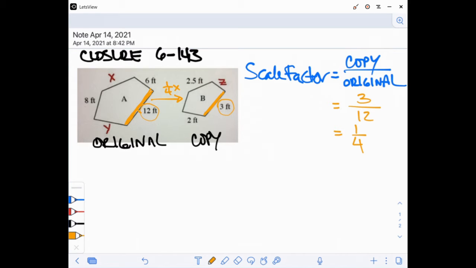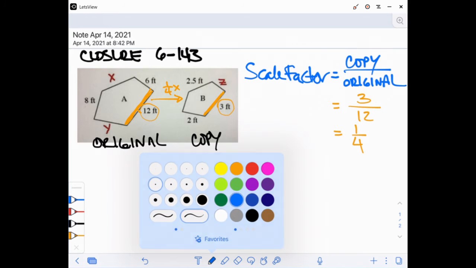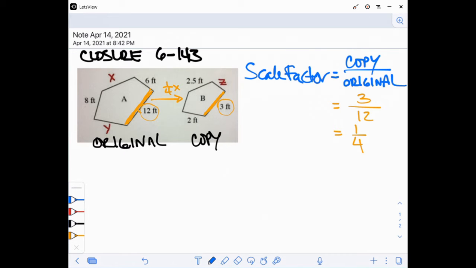So likewise, if we go the other direction from B to A, it's going to be 4 times as big going from B to A. If we're reversing the copy back to the original, it's 4 times. And that makes sense. If the copy is 3 feet, that same side, the corresponding side, is 12 feet, 4 times as big. So we can use that to help us find some of these missing sides.